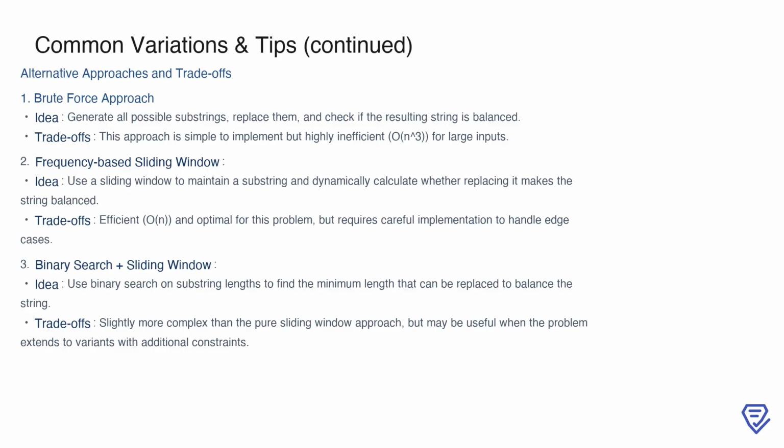Another option is combining binary search with the sliding window. Here, you use binary search to find the minimum substring length that can be replaced to balance the string. This method is slightly more complex but can be useful in scenarios with additional constraints. Each method has its place, but for most cases, the sliding window approach is the most practical and efficient.